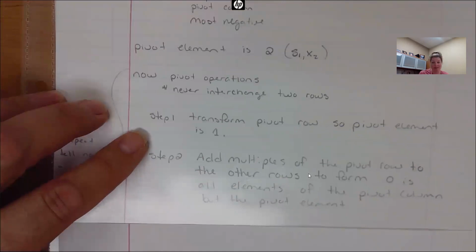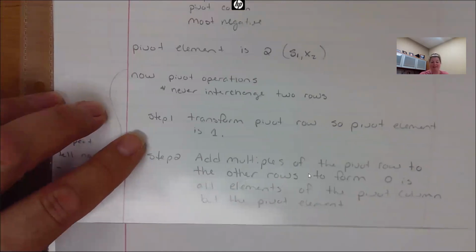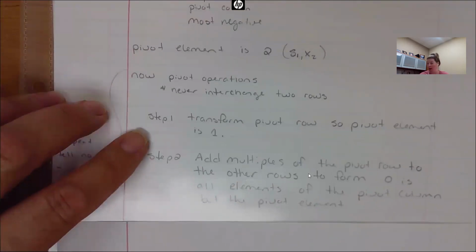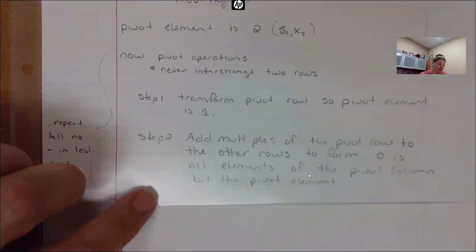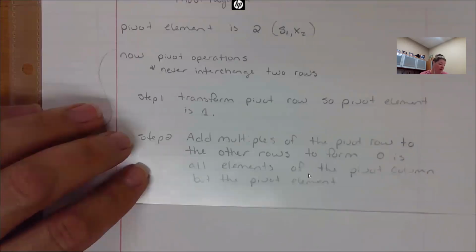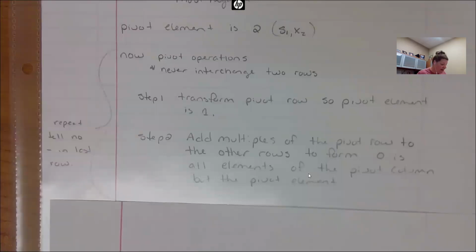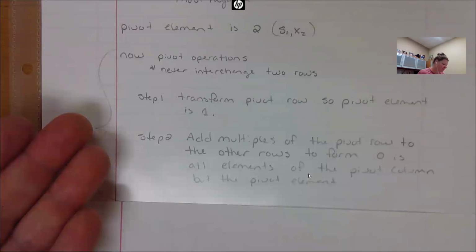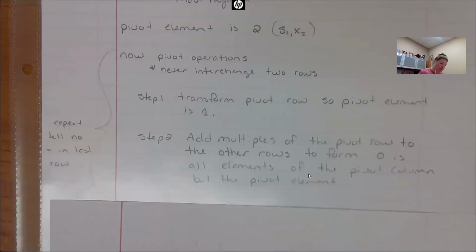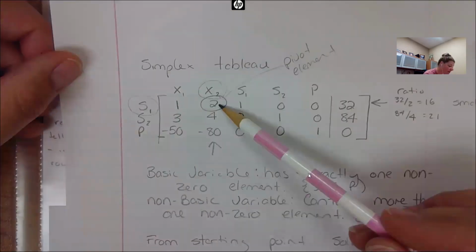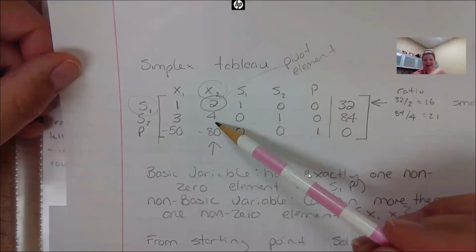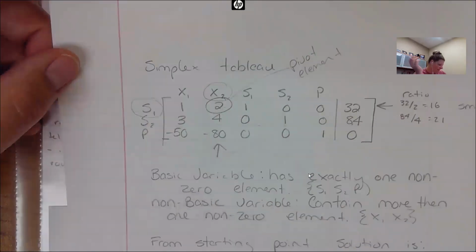So right now our pivot is 2. We got to divide everything in that row by 2 because it needs to be a 1. Has to be a 1. Then our next step would be to add multiples of the pivot row to the other rows to form zeros in all other elements. So take a minute, pause, write this down. Okay. What are we doing? We're going to make this a 1, and that a 0, and that a 0. Then it will be a value.